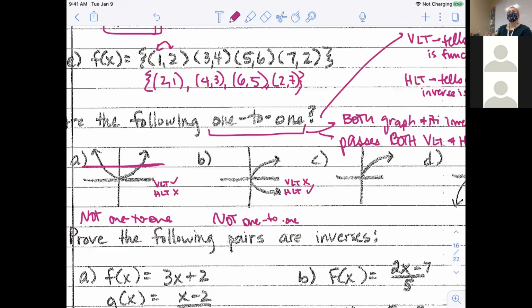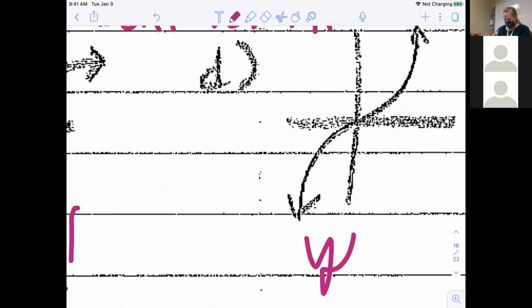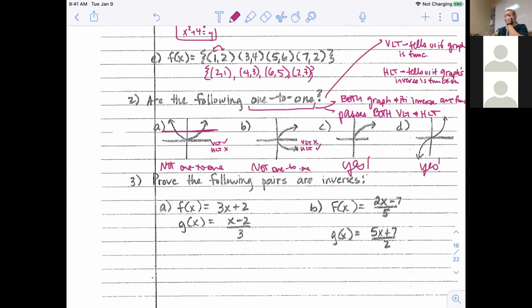What about letter C? Yes, that one works. Both of them pass. And then what about letter D? Yes. All right, questions so far?